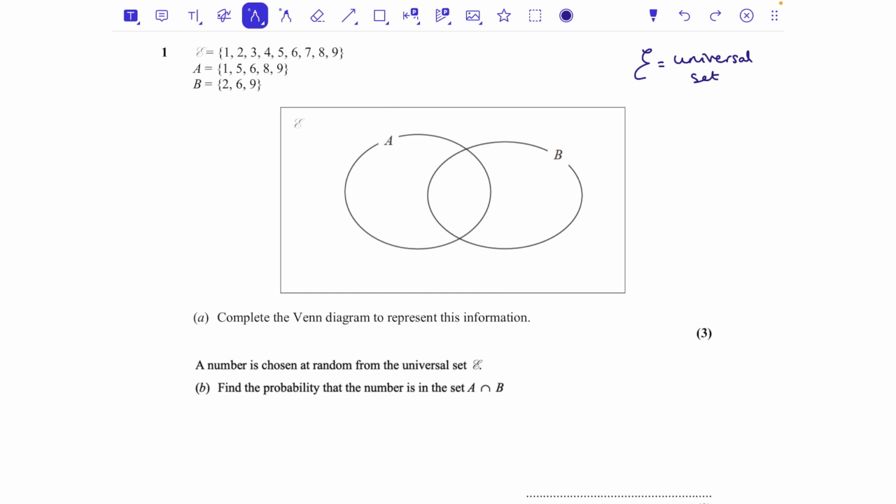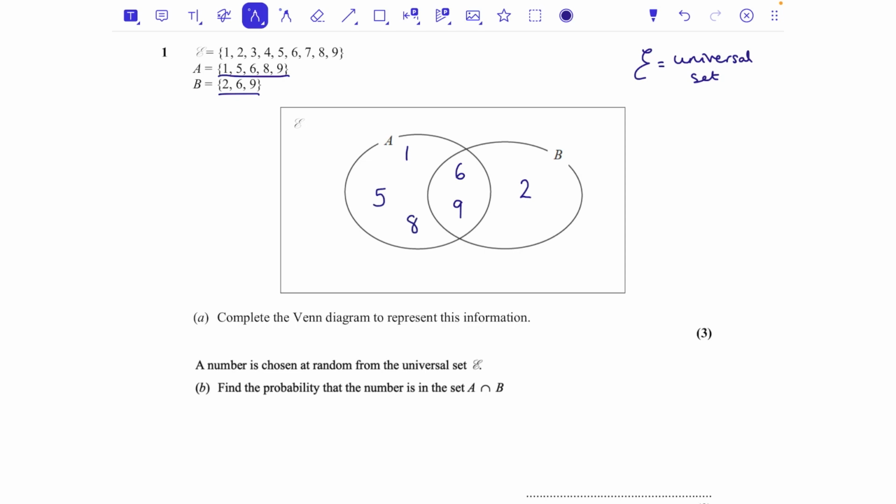Now we're told that set A is 1, 5, 6, 8, 9, and we're told that set B is 2, 6, 9. So are there any numbers in common? Yes, there are. There's 6 that is in both and 9 which is in both. I then just need to put the 2 from B on the outside, which makes that circle complete for B. And same with A, I've got a 1 left on the outside, a 5 left on the outside, and an 8 left on the outside.